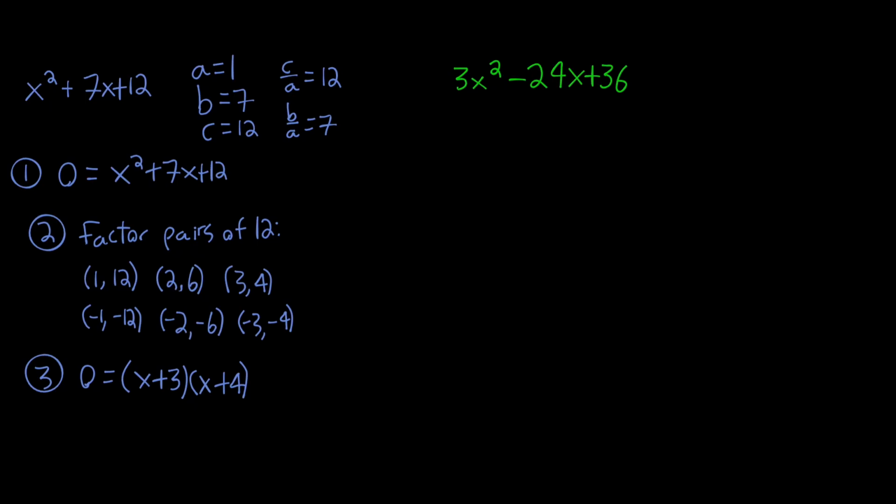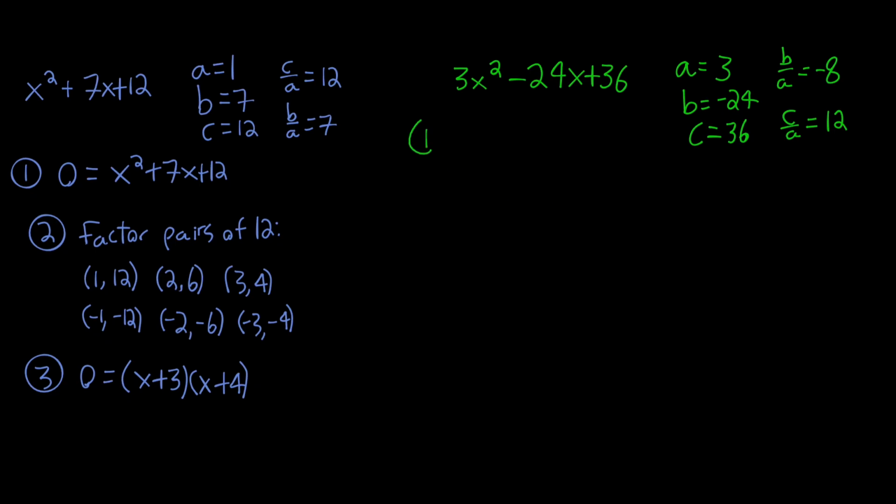And now continuing with part B, which is on the right here. So we're going to start by writing out a is equal to 3, b is equal to negative 24, and c is equal to 36. So factoring out 3 is going to have an impact here, right? So we're going to get b over a, which is negative 24 divided by 3, or negative 8, and c over a, which is 36 divided by 3, or 12.